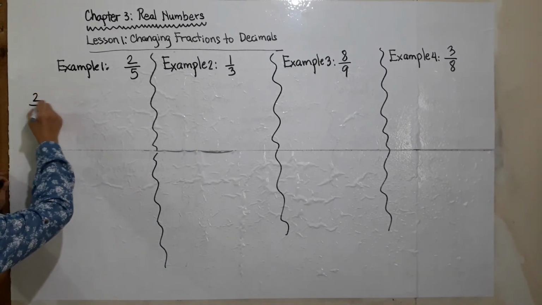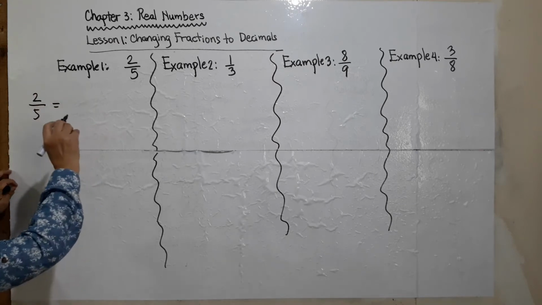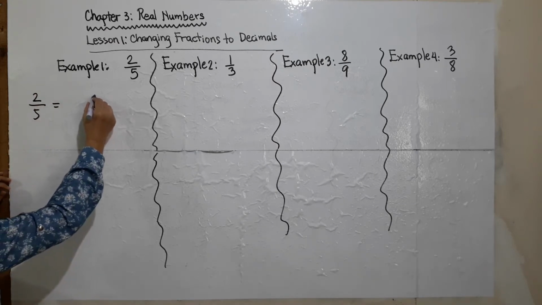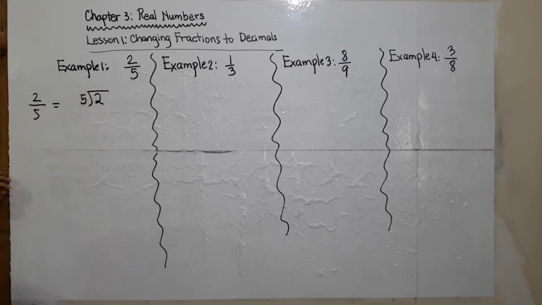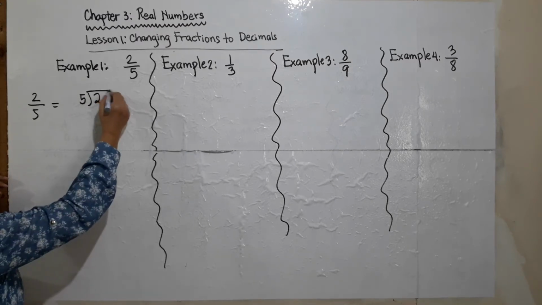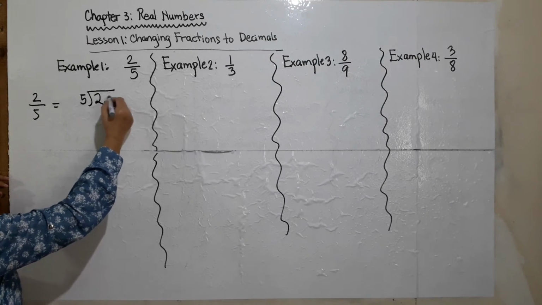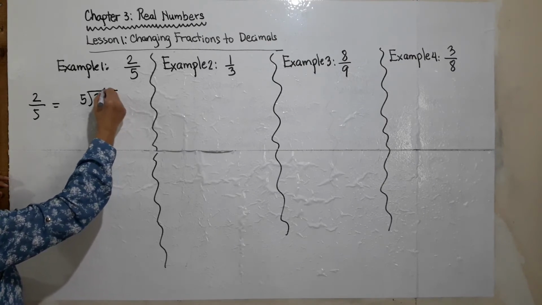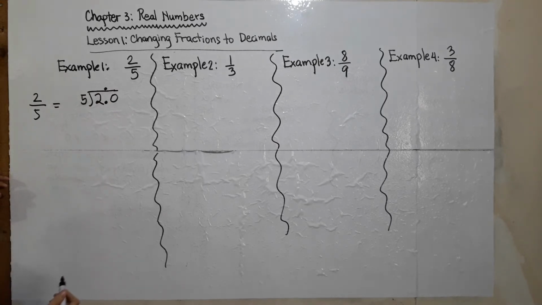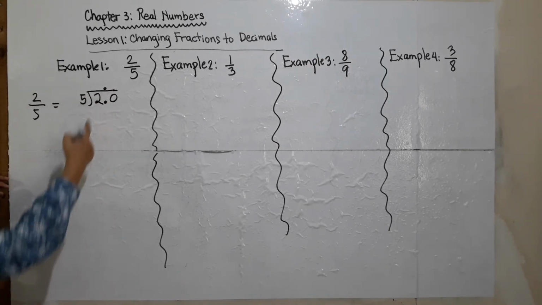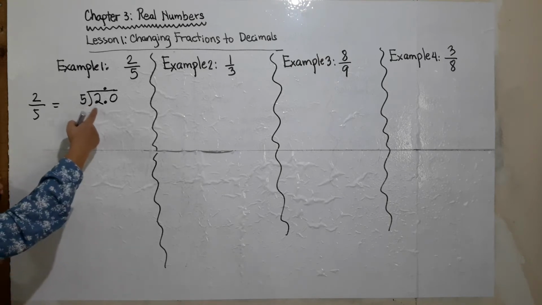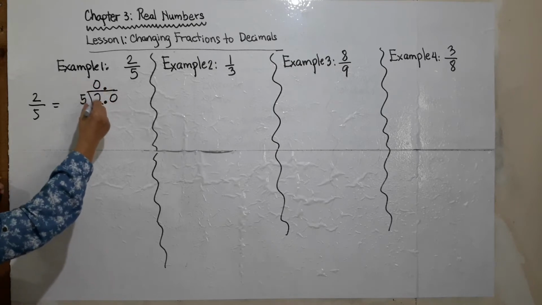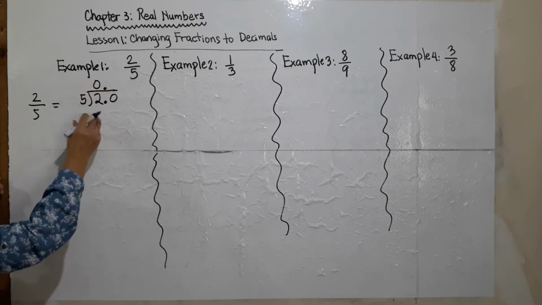So 2 over 5 is equal to 2 in the dividend and 5 as the divisor. Since the dividend is smaller than the divisor, you have to put a decimal point and a 0, and the decimal point on top of the decimal point in the dividend. Since we cannot divide 5 from 2, we have to put 0. Multiply 0 and 5, you will get 0.